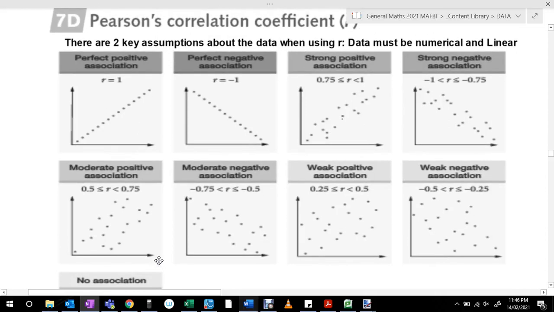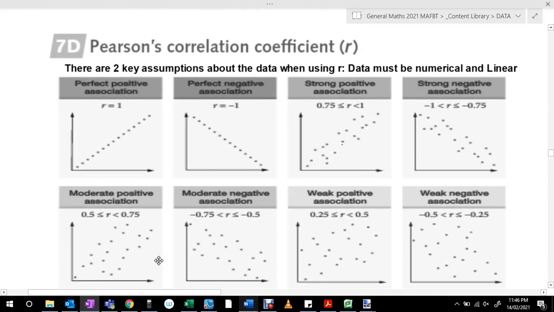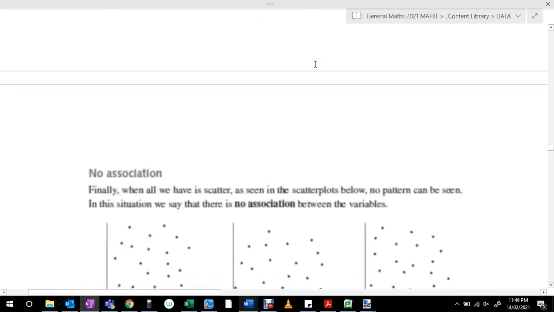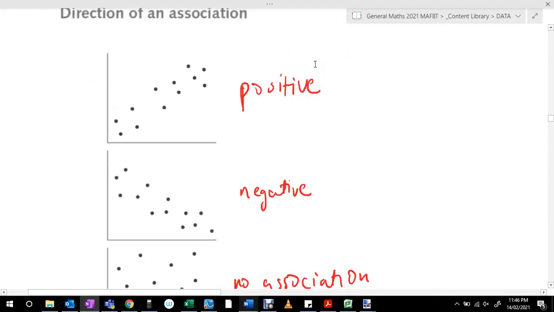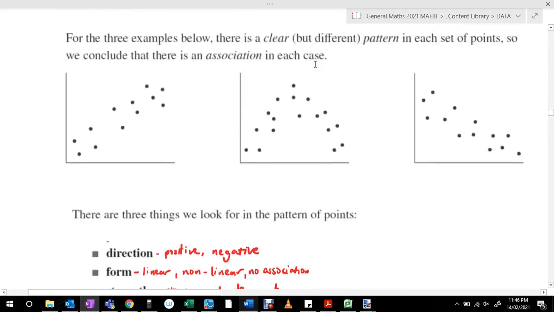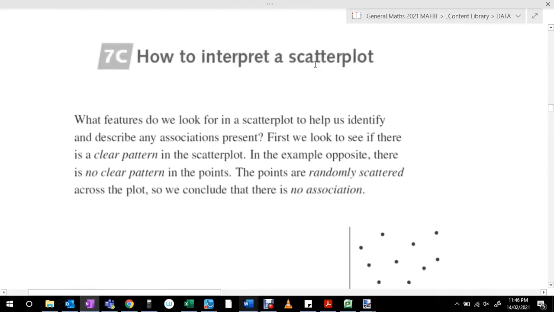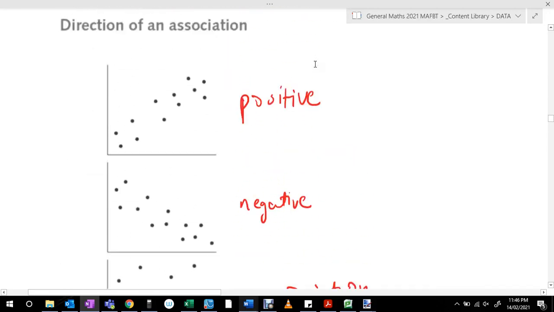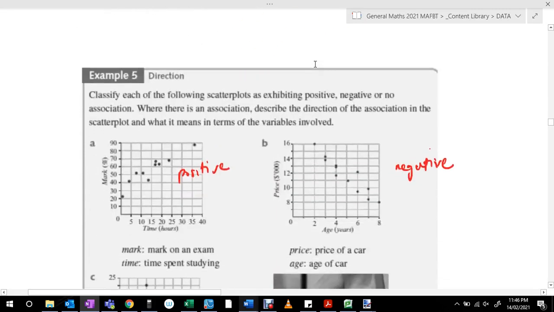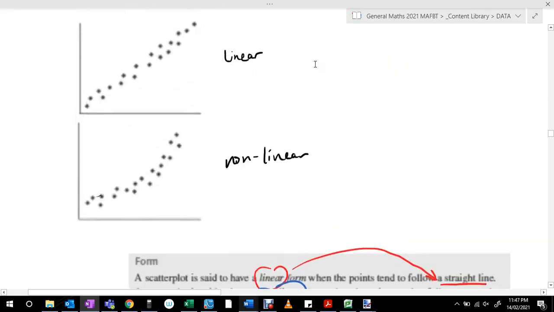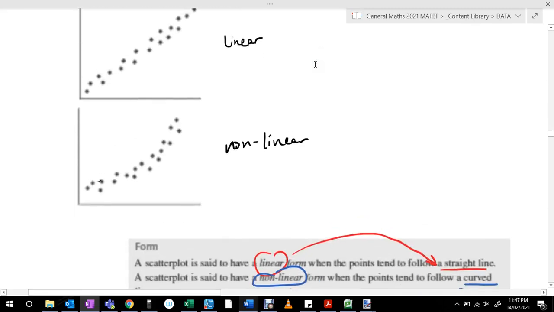Okay, this chapter now, guys, we're looking at chapter 7D on Pearson's correlation coefficient. Sometimes you'll hear it or see it being called the R value as well. Last lesson, we looked into more depth of association and how we actually describe a graph based on its direction, its form, and its strength. So remember the three options are direction: you've got positive, negative. In form, you've got linear, nonlinear, or no association.